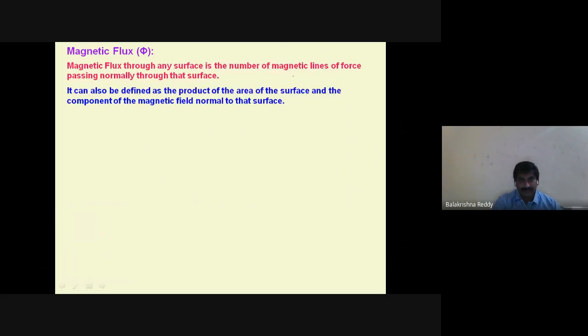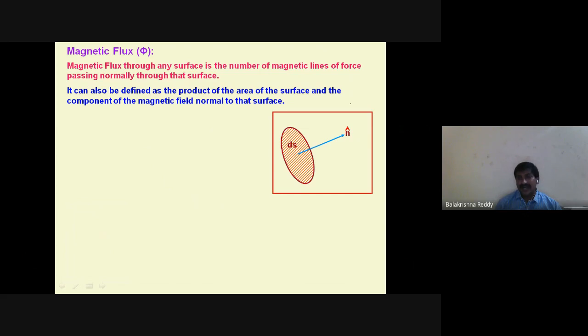Let us see here. This is an area which I have taken, dS, and the unit vector which describes the direction of the face of the area vector. Are you following? Now you can see here, this is the magnetic field B, the amount of field lines which are entering through this area.